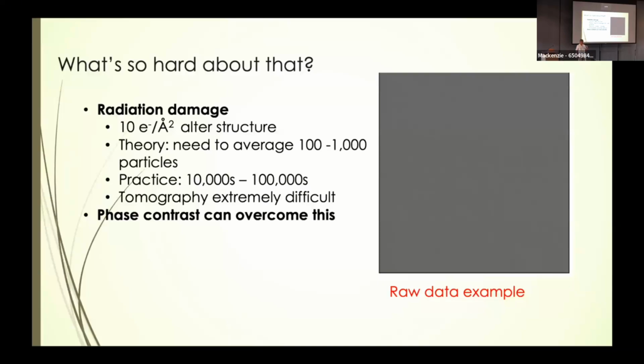Why don't you just keep exposing to increase the signal to noise? Because roughly 10 electrons per angstrom squared begin to alter the structures that you want to know, and hundreds of electrons per angstrom squared completely destroy them. So you can't just increase the dose. In practice, all the information that is generated by electron-atom interactions is not made visible on the camera, and therefore in practice, hundreds or thousands of particles aren't enough, and you need 10,000s or 100,000s. So what do you do?